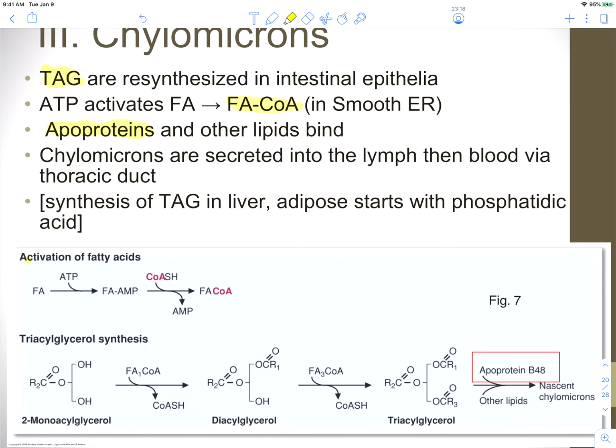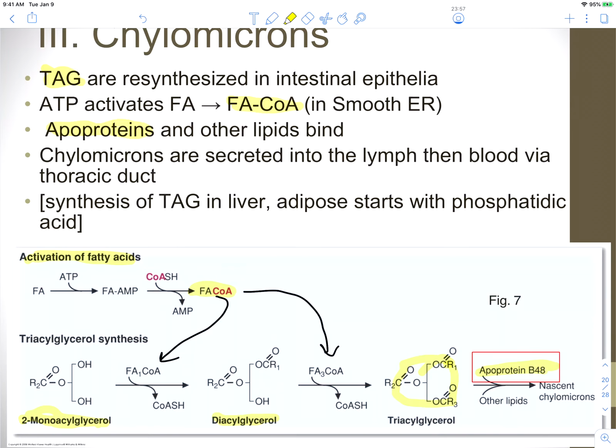So you basically have activation of your fatty acids. You have fatty acid, and you have your ATP, which activates that, and then you have the CoA, so you get a fatty acyl CoA. Triacylglycerol synthesis is going to start with that absorbed monoacylglycerol, and then you have your free fatty acid that was activated, and that's going to be added to your monoacylglycerol, so now you have a diacylglycerol. And then you have another fatty acid that gets added, and then you have your triacylglycerol shown here.